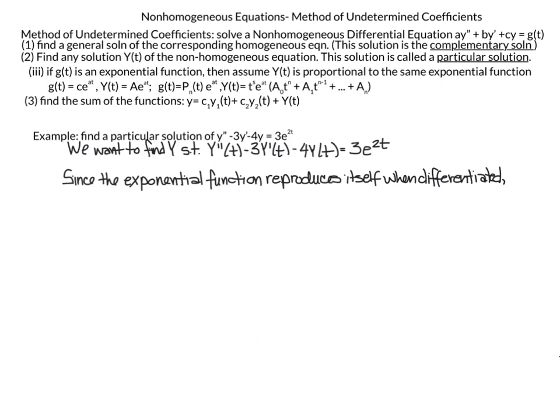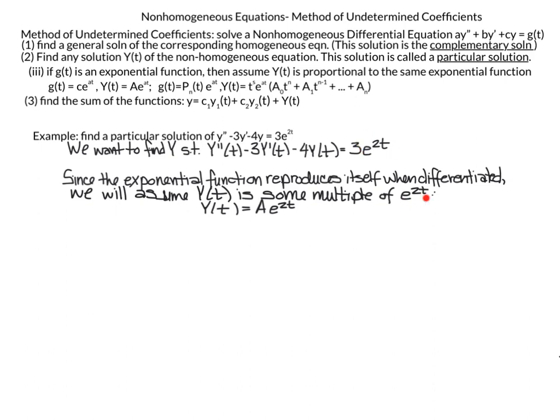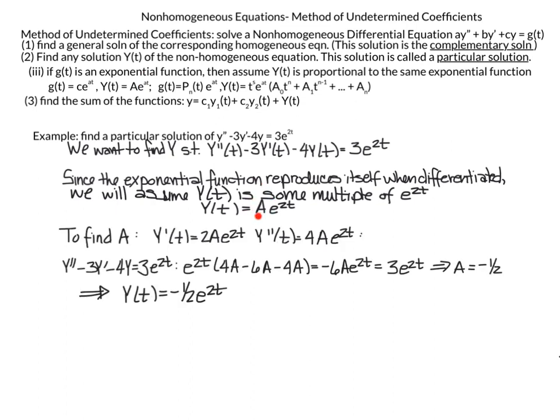As we saw when we were looking at nonlinear differential equations, since the exponential function reproduces itself when differentiated, a good candidate for y of t would be some multiple of e to the 2t. So we're going to assume that y of t is equal to a constant times e to the 2t. In our summary, if g of t is an exponential function, then assume y of t is proportional to the same exponential function. In other words, if g of t is equal to c e to the at, we assume capital Y, our particular function, is equal to capital A, where A is a constant, times e to the at. What is left is to find capital A.